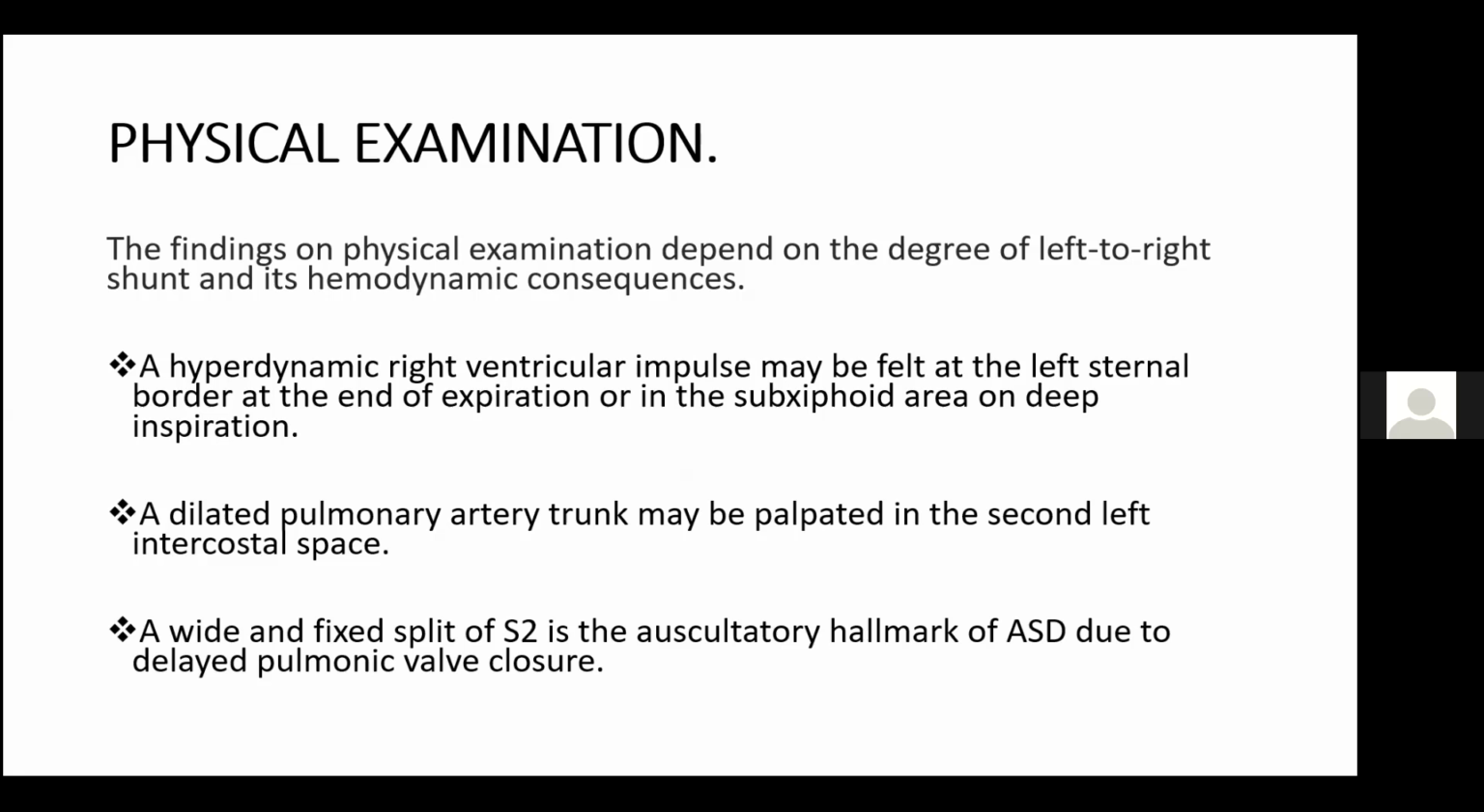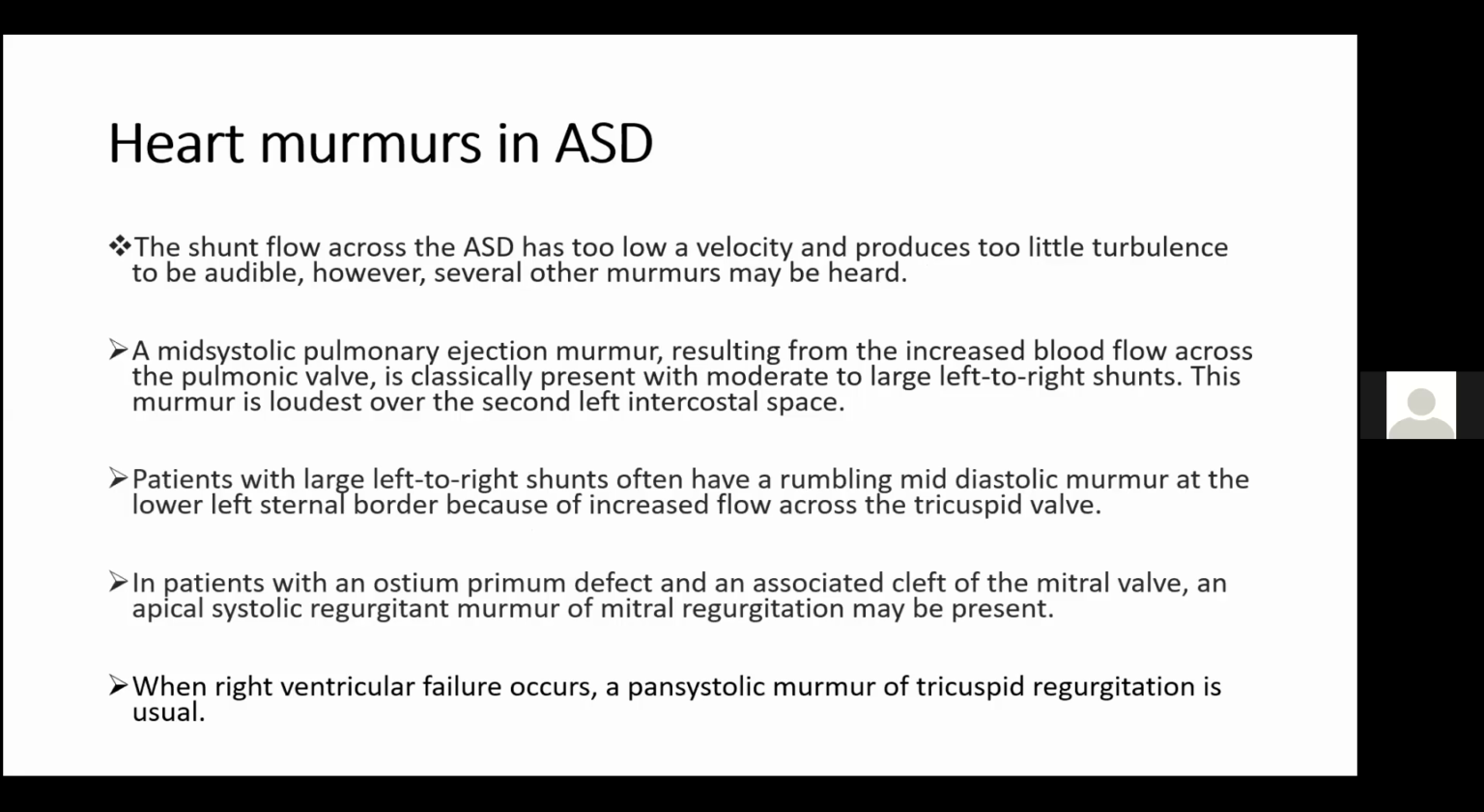On physical examination, you can see features of right-sided enlargement and pulmonary hypertension, but very important is that this is a known cause of a wide split second heart sound, wide split S2. The murmur is a mid-systolic pulmonary ejection murmur, which results from the increased blood flow across the pulmonary valve, and it represents a moderate to large left to right shunt.